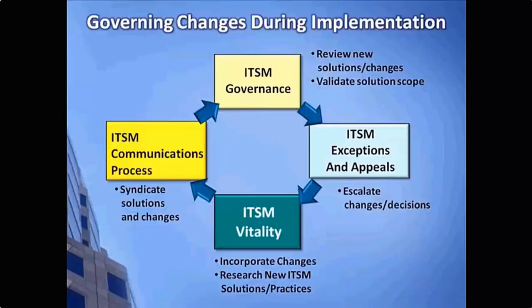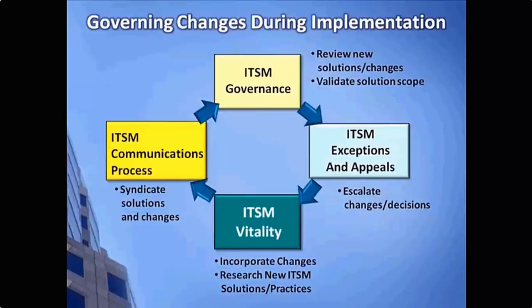Again, we presented this earlier in another learning module, but the four pieces to this include the governance, exception and appeals, vitality, and communications processes. During the governance, we're looking at our scope and maintaining scope as we go throughout the implementation effort. Under exception and appeals, we're accepting requests for change to how we've scoped the implementation effort.